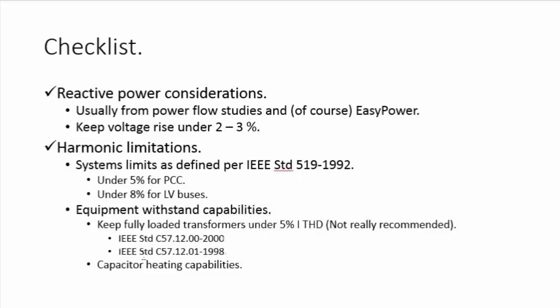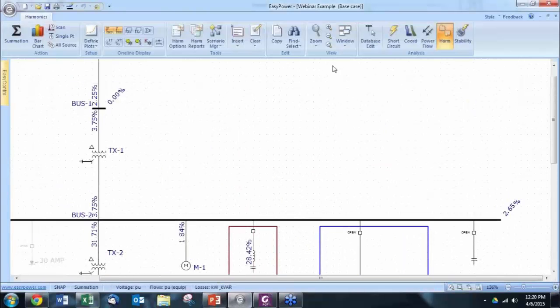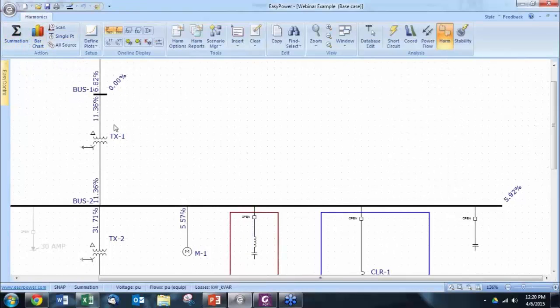These are standards for transformers, the C57.12. And the recommendation is that a fully loaded transformer should not have a current distortion above 5%. So let's see how we are doing in that department. If we don't have a filter, the current harmonic distortion in the transformer is well above 10%. Not so good. But then again, this transformer is not fully loaded, and no transformer should be fully loaded. They should be running about 80% of the load.